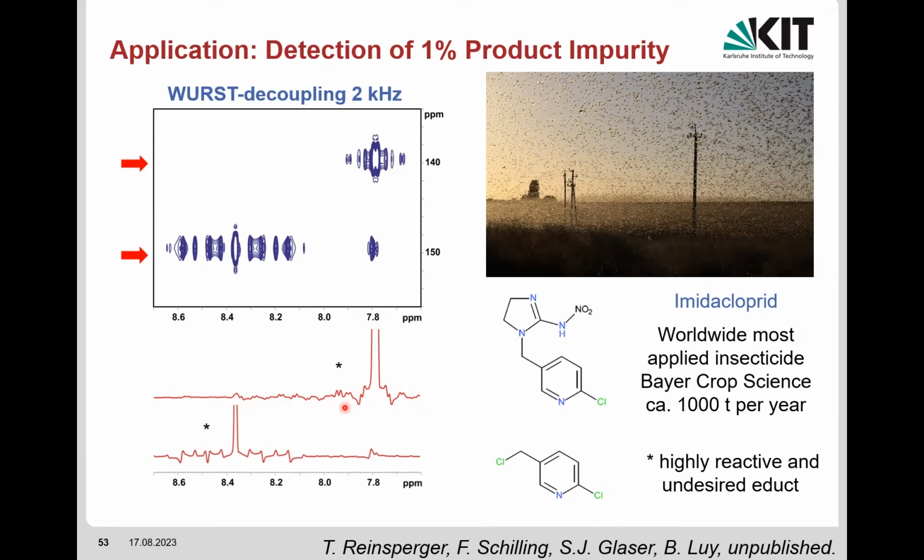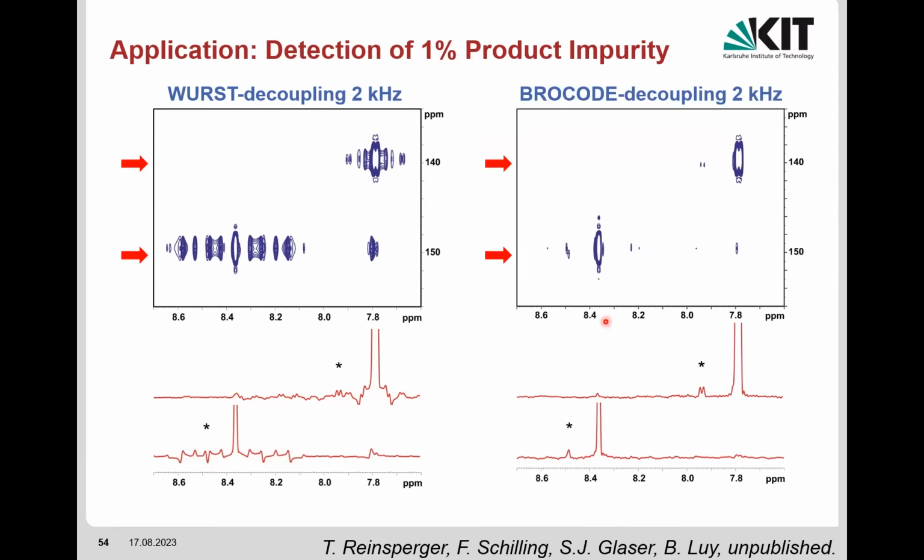Would you say this is an impurity or not? Yeah, you cannot really distinguish, and down here even more so. And when we apply now the ProCode decoupling, you clearly see here the impurity, which is a 1% impurity. And this is at this low power.